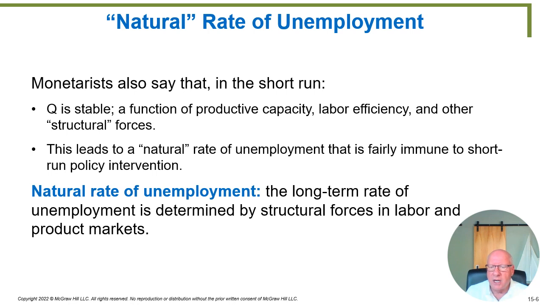Now, let's take a look at another issue that we're going to work all these concepts into. By the time we get to the end of this set of slides, we'll be able to start putting a bunch of ideas together. So right now, we're going to take a side deviation into something called the natural rate of unemployment. Monetarists also believe that in the short run, the Q of that M times V equals P times Q, the quantity of actual goods produced, is relatively stable. It's a function of productive capacity, labor efficiency, and other structural forces.